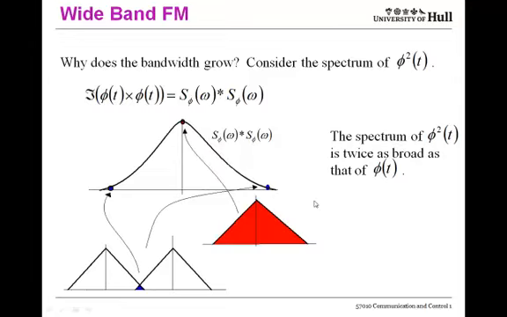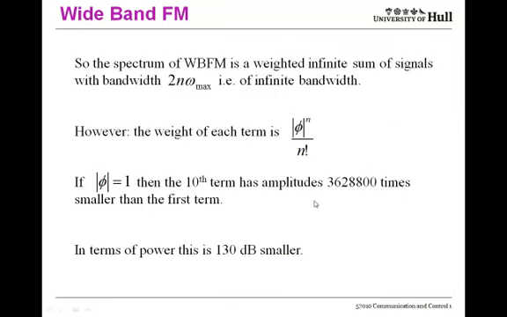From this we can deduce that the width of the spectrum is proportional to the power n that we raise our phi to, a phi to the n. So phi squared has a spectrum that's twice as wide as phi. Phi to the 4 has a spectrum 4 times as wide as phi. So the spectrum of our wideband frequency modulated signal is a weighted infinite sum of signals with bandwidth 2n omega max, where n is the power of phi.